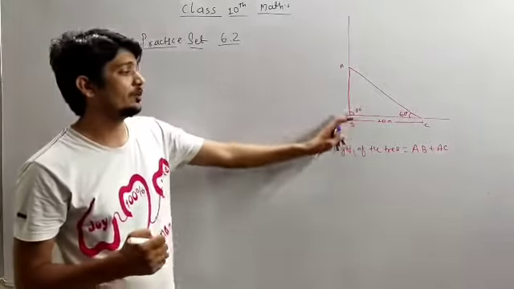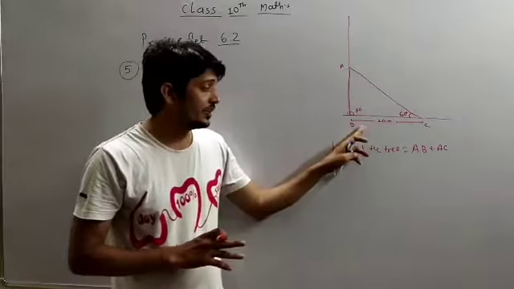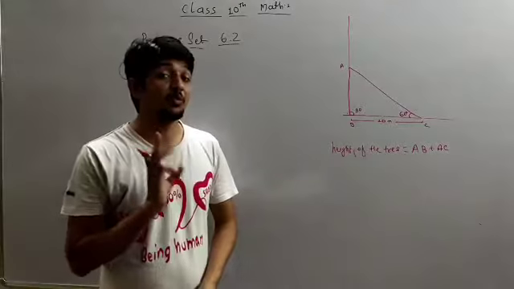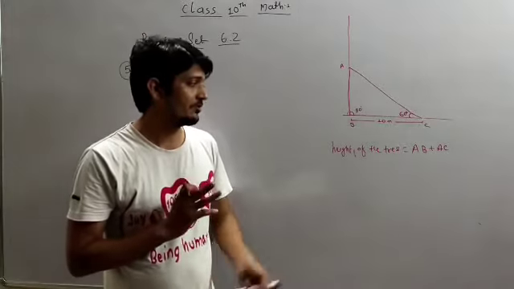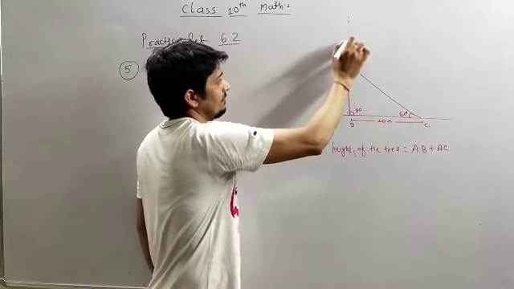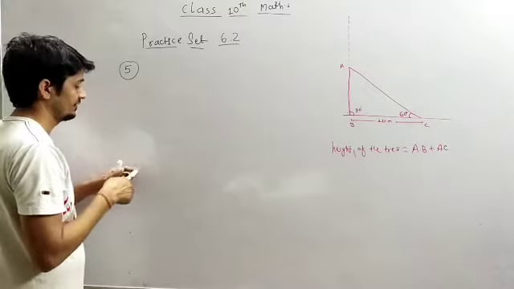Okay, so we had to find out the height by the information we have: this 20 meter and 60 degree angle. Only two pieces of information we have. On that basis we had to find out the height of the tree. So, solution.